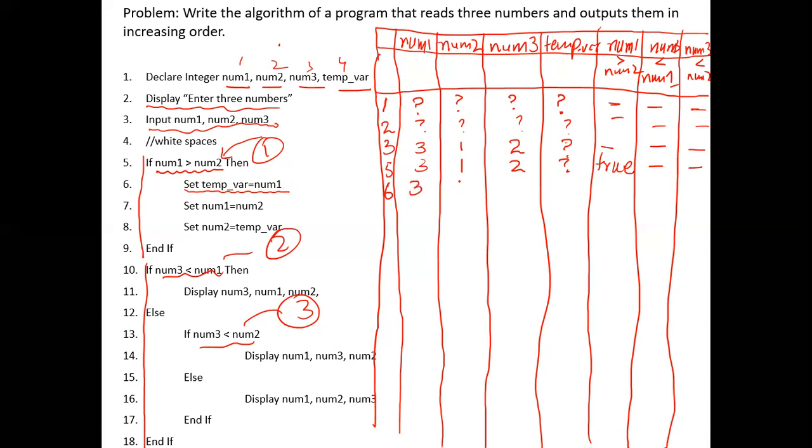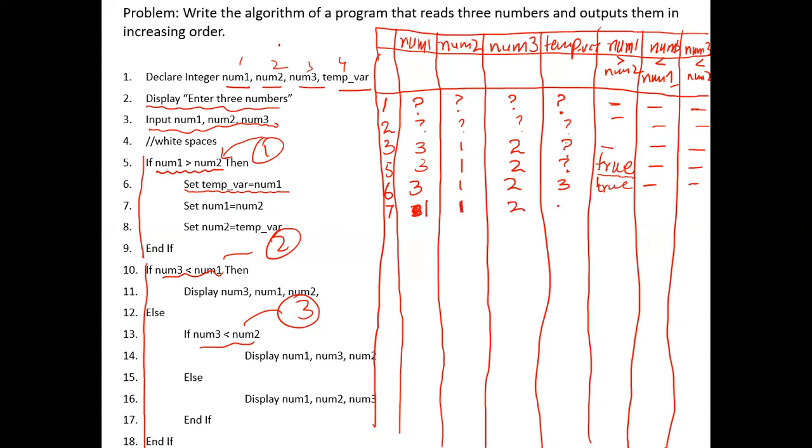Remember, num1 was 3. So now temp_var would also become 3. This expression was important because our decision depended on it, so you can say that this was essentially true, and we still don't know about the rest of the expressions. Then we go to line number 7, where we are setting num1 equal to num2. So it won't be 3, it will become 1, and there is no change in the value of num2, so it will also be 1.